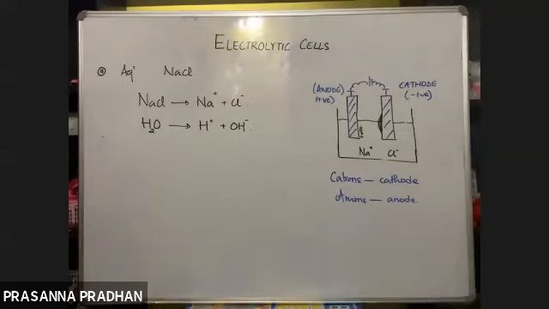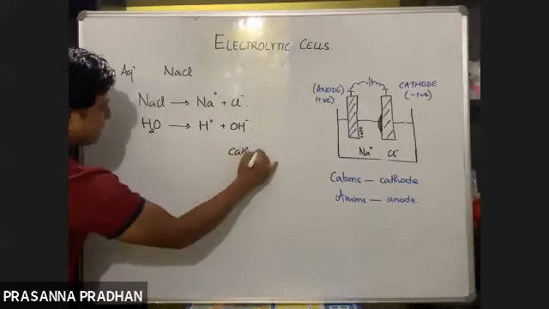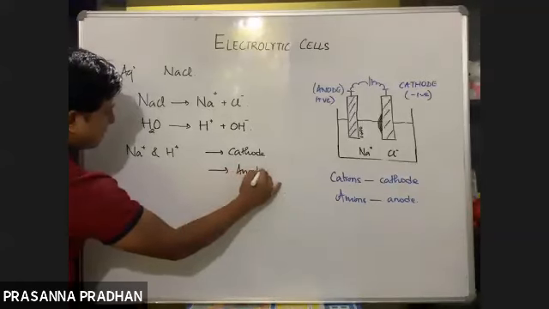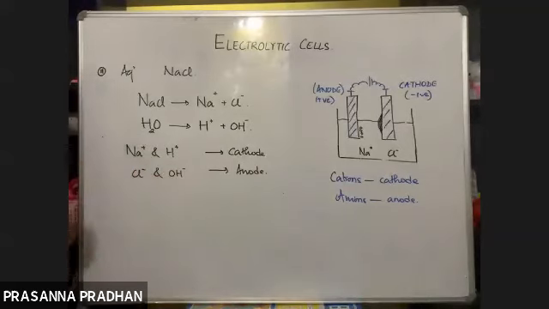Now you tell me which ions are going to migrate towards the cathode. Sodium ion as well as hydrogen, H positive ions, will migrate. Similarly, which ions will migrate towards the anode? Chloride ion will migrate along with hydroxide ion. In molten NaCl there was no issue, only one ion was migrating, but in aqueous solution we have to consider the ions from the water molecule as well.